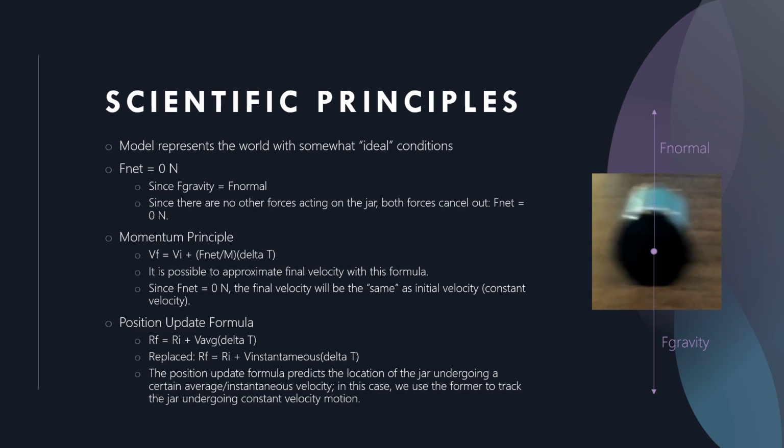The position update formula is similar. The position update formula predicts the location of a jar undergoing a certain average or instantaneous velocity. In this case, we use the former to track the jar undergoing constant velocity motion.